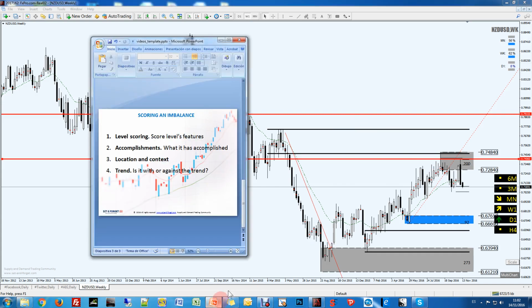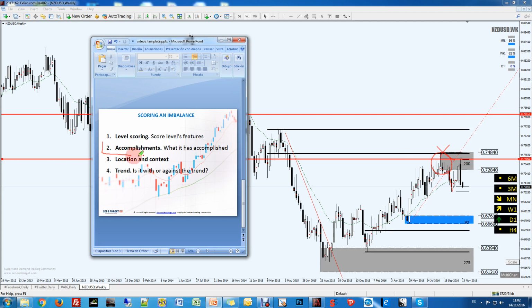First of all, we start with the scoring of the level itself. We've got the basing. Okay, it's not that good. The departure is good, but it didn't accomplish 2 to 1. So that one would require confirmation as long as there are no new rules. But its level score is like medium. Okay, we will require confirmation, which is already happening.